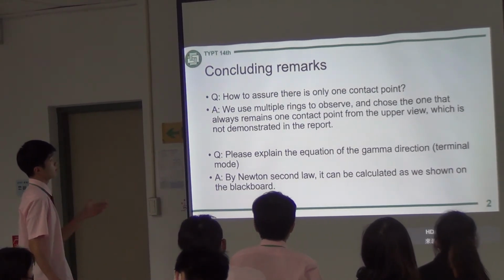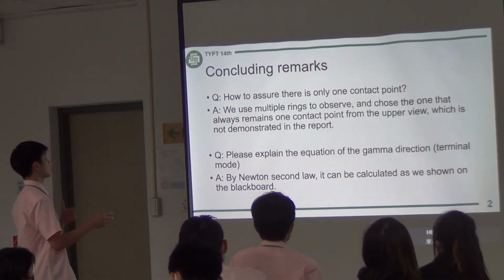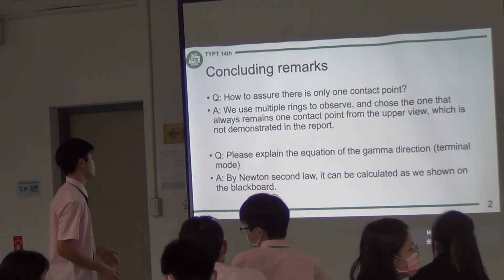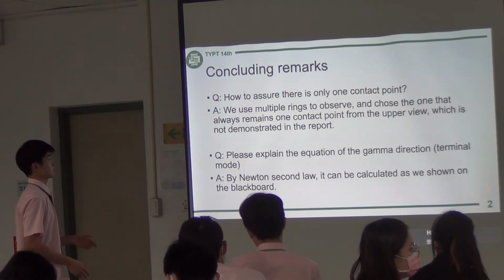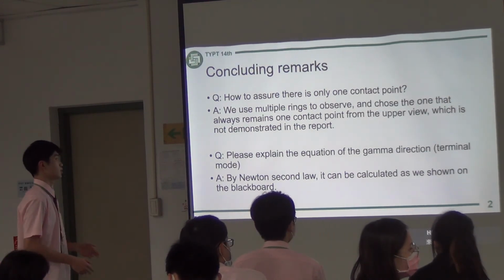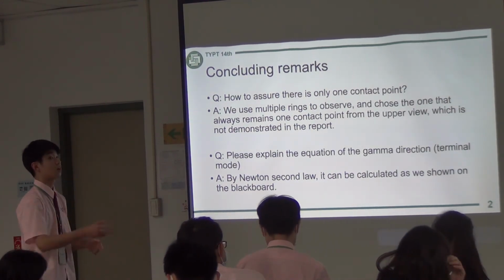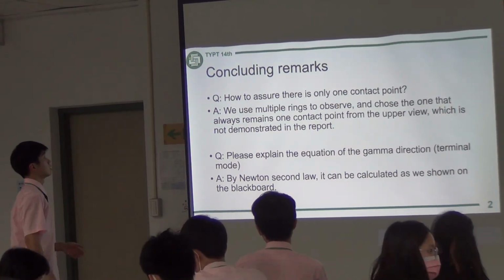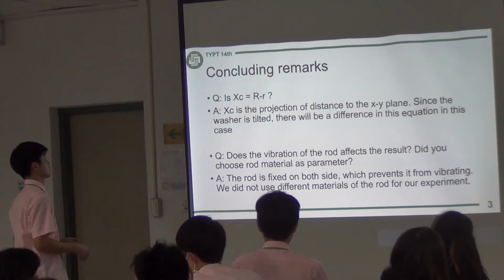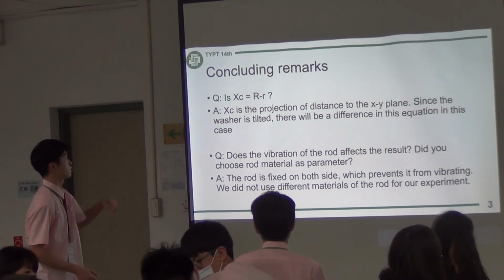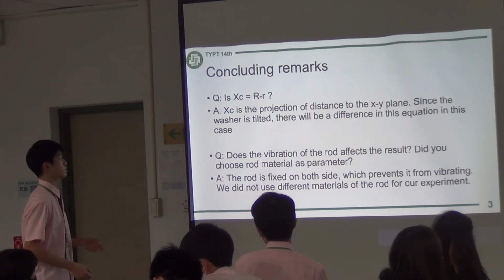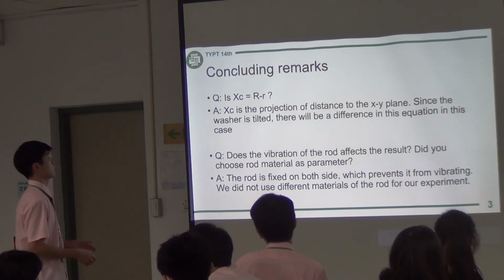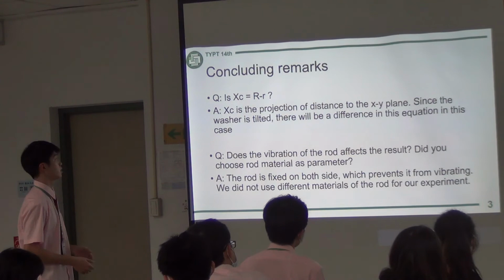However, the video is not demonstrated in the report. Question two is to please explain the equation of the direction, which is as I just showed by Newton's second law. Question three is XC equal to this value. XC is the projection of the distance to the xy plane. Since the washer is tilted, there will be a difference in the equation in this case.